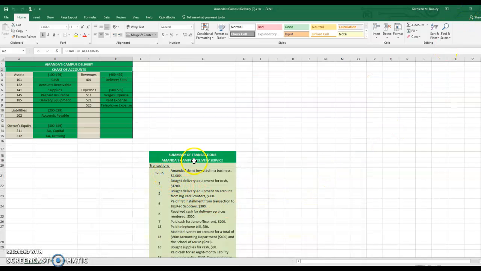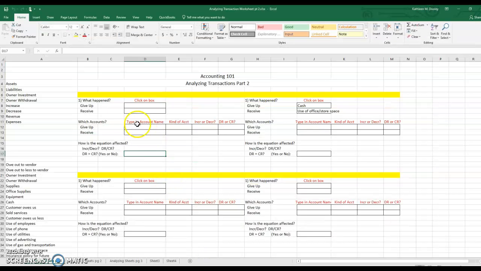We take a look at this first transaction. Amanda Adams invested in a business, 2,000. Okay, so what happened? Of course, we're looking from the eyes of the business, and when you're talking about something that relates to the owner, whether it's owner investment or owner withdrawal, get the cash part first. Did the business receive or give up cash? Well, in this case, the business received cash.